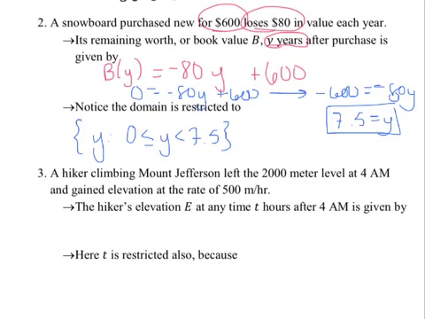Okay, because again, in the beginning, the value of the snowboard is $600, but every year it loses $80 in value. So after 7.5 years, it's got no more value, so we have to stop there, which is why it's just less than 7.5 years. It can't equal 7.5 years.